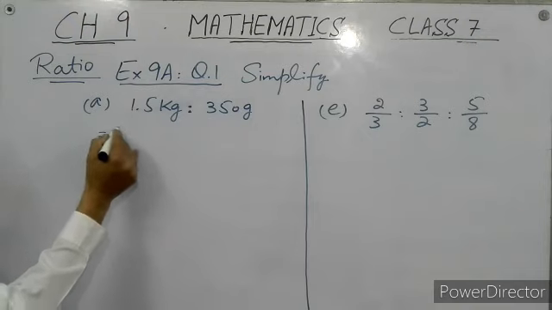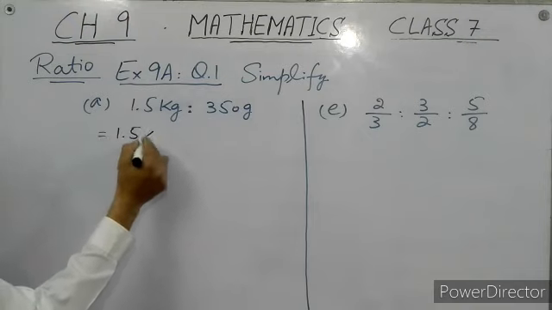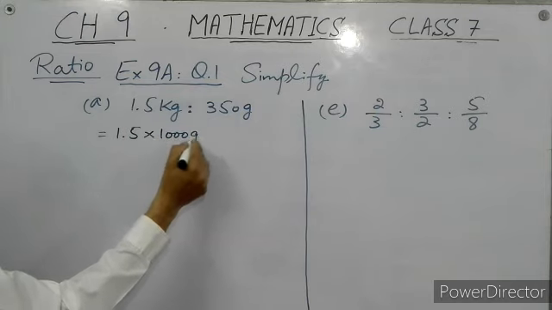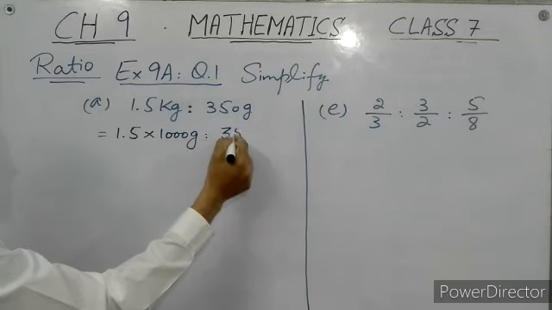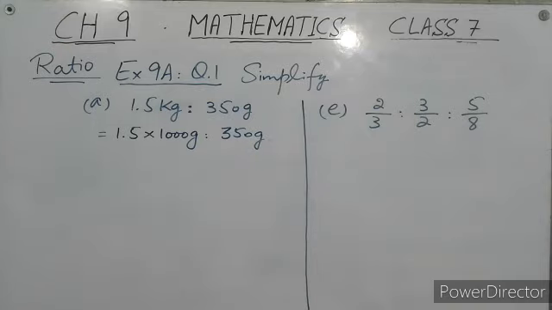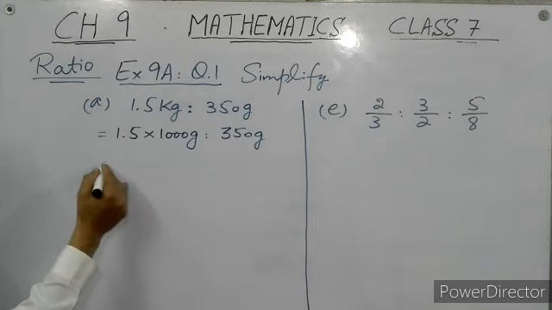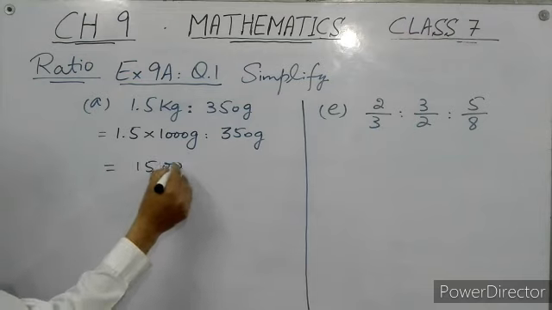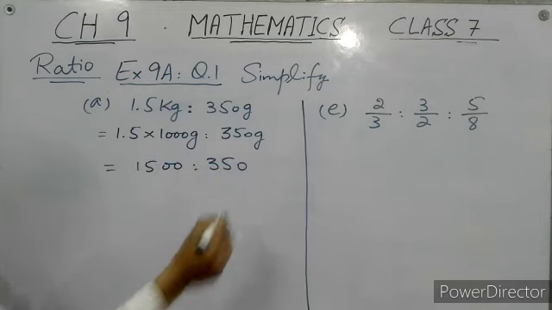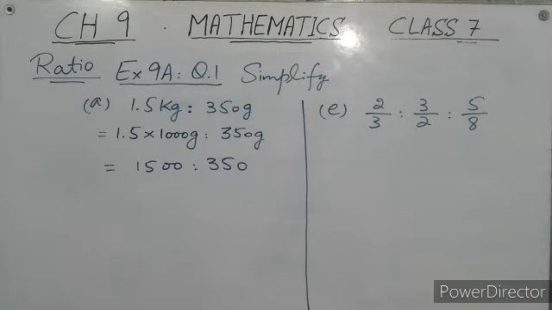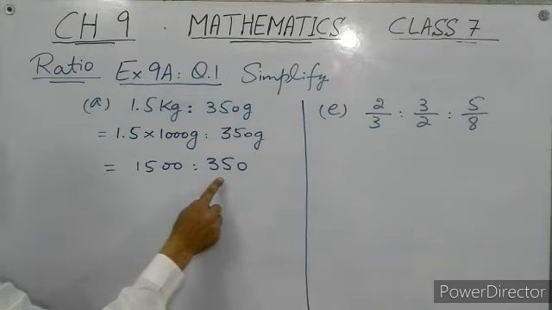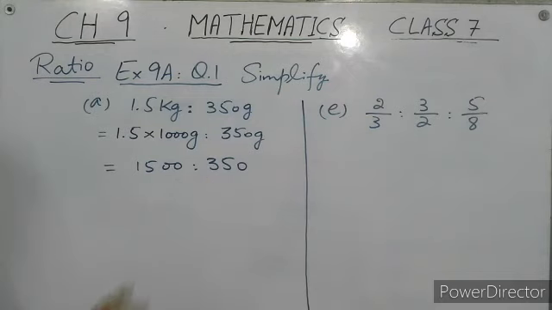1.5 kilogram will become grams by multiplying with 1000, because 1 kilogram has 1000 grams. We can also convert gram into kilogram. As ratio has no units, units will not be written. In simplification, the first condition is that terms of the ratio must be integers. They are integers, 1500 and 350.